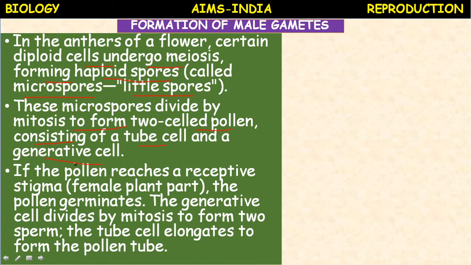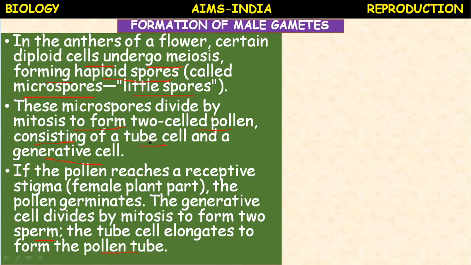Next, the generative cell is small and spindle shaped with a dense cytoplasm and a nucleus. If this is a pollen grain structure and the pollen reaches a receptive stigma, the female part of the flower, the pollen germinates and the generative cell, which is smaller in size, divides by mitosis to form two sperms. The tube cell elongates to form the pollen tube.